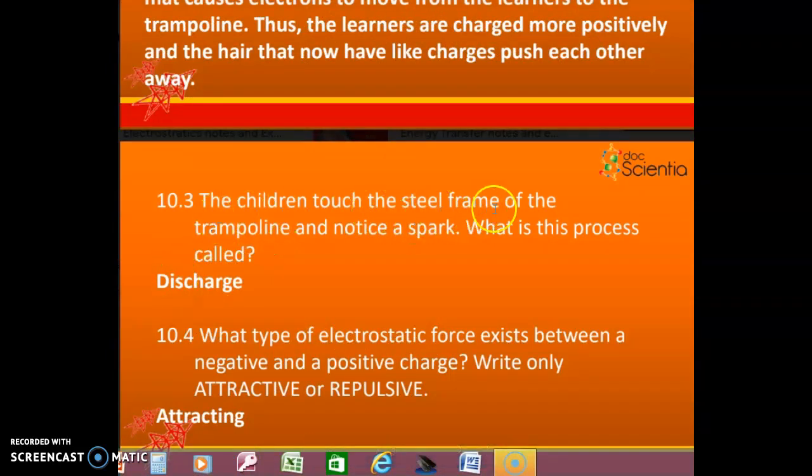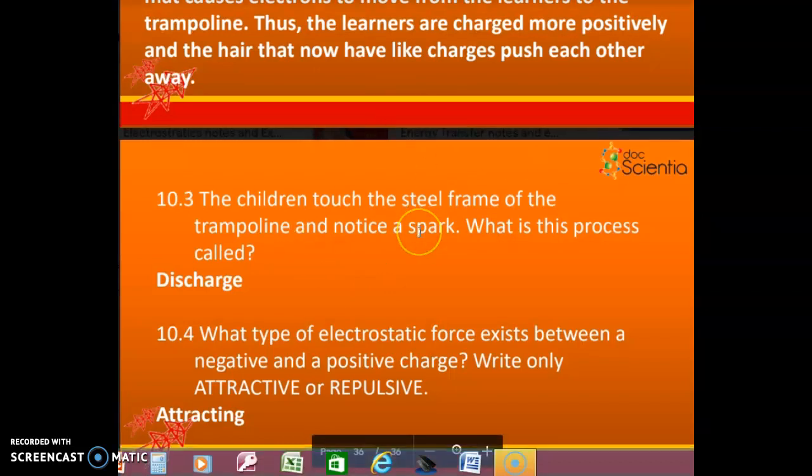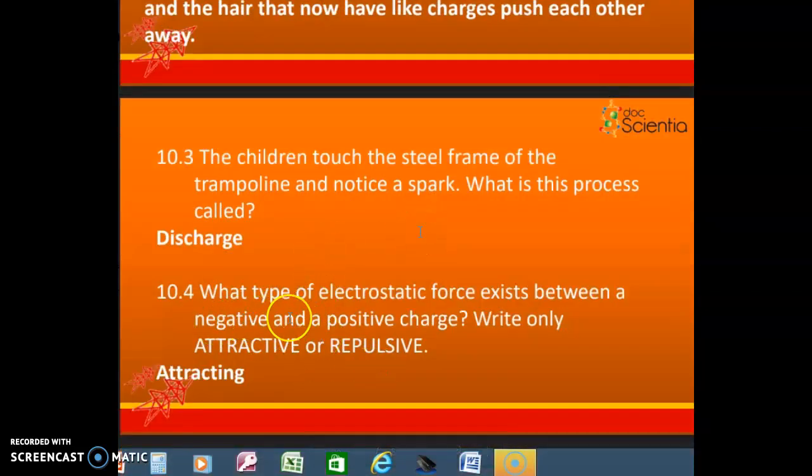Number 10.3. The children touch the steel frame of the trampoline and notice a spark. What is this process called? It's called the discharge. 10.4. What type of electrostatic force exists between a negative and a positive charge? Write only attractive or repulsive. It is attractive.